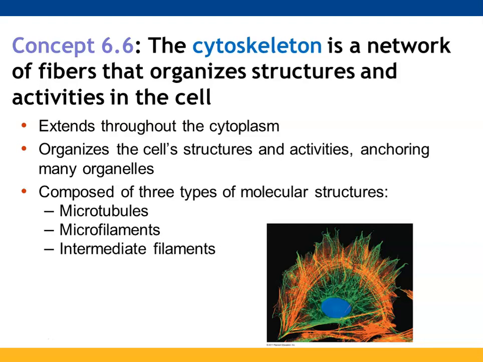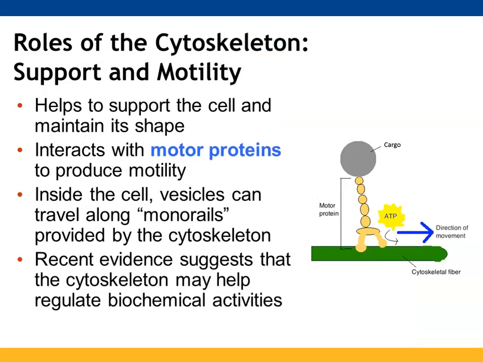So cytoskeleton. These are fibers that help to organize the cell structure as well as activities that take place within the cells. They're basically the roadmap for your cell. They extend throughout the cytoplasm, and there are three main types that are going to play a role: your microtubules, your microfilaments, and your intermediate filaments.